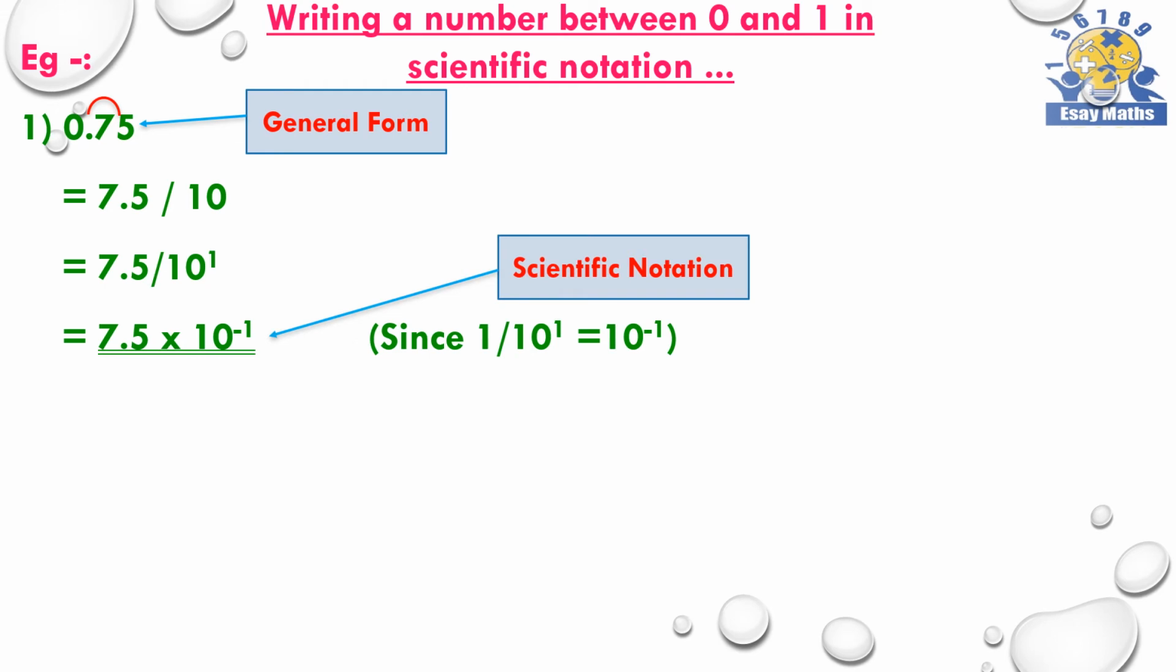0.75 is the general form of this number. 7.5 into 10 to the power minus 1. That is the scientific notation of this number.